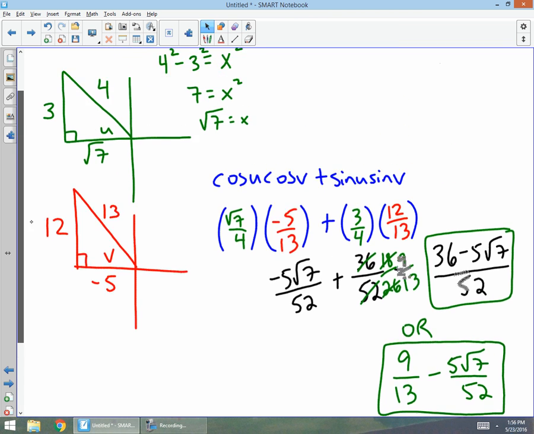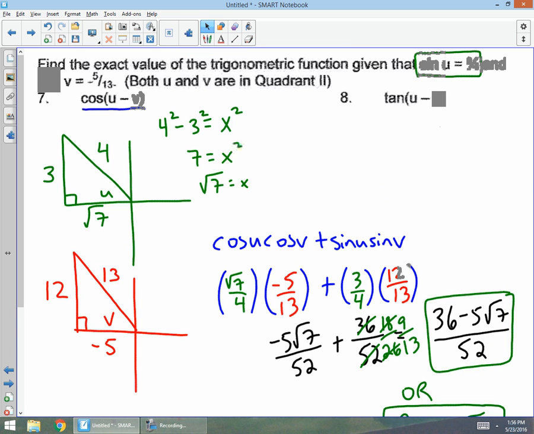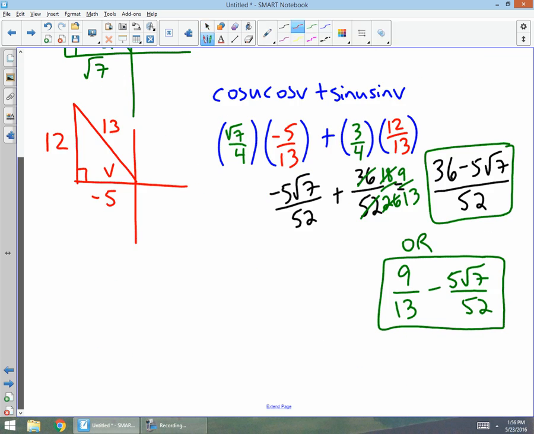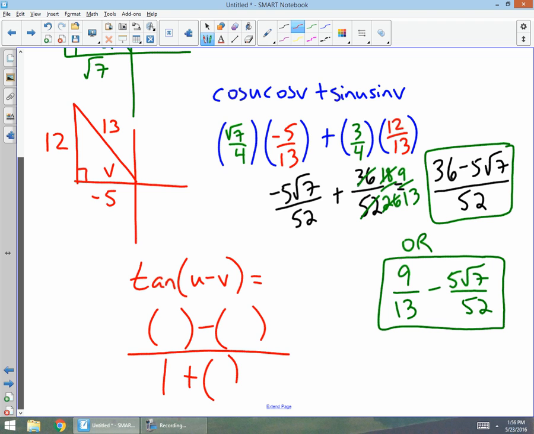Now, there was another question that was built off the same thing. It was actually question 8. So it's a very similar question. It just is going to specifically ask for the tangent of u minus v. So let's write that down at the bottom here, just so we're organized. The tangent of u minus v. So it's a difference question. So using the formulas from page 400, we know that it's going to be tangent of u minus tangent of v over 1 plus the product of tangent of u and tangent of v.